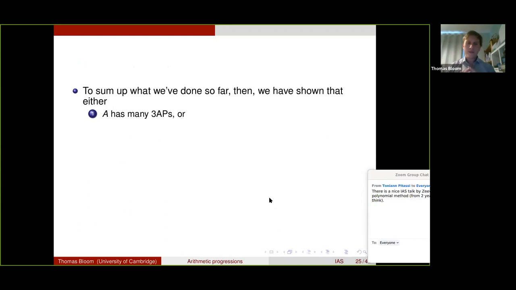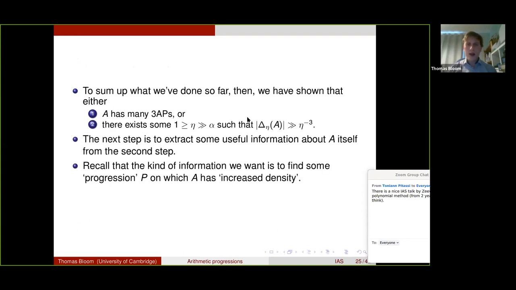Okay, and that's essentially the main point to take away from what we've done so far. At that point, you can basically forget about three-term progressions, you can forget about density increments and everything else. The key point is, if I tell you that I have a set A and there is some spectral level eta between 1 and alpha, such that the size of the spectrum is at least eta to the minus 3, then what can you tell me about A? That's what remains.